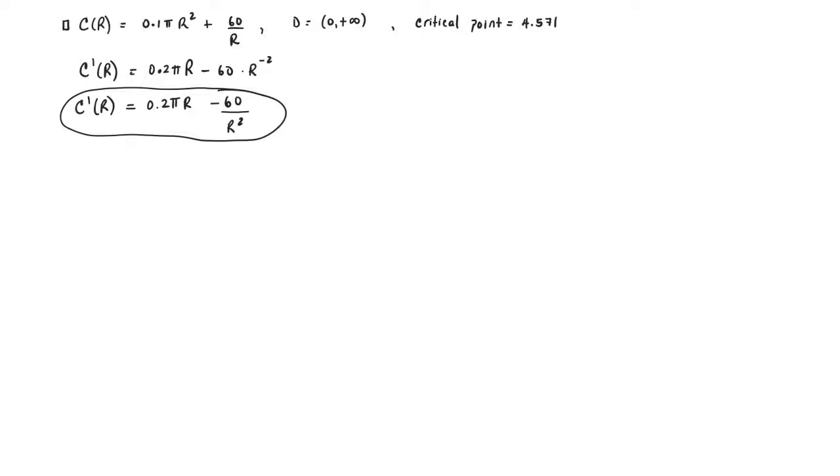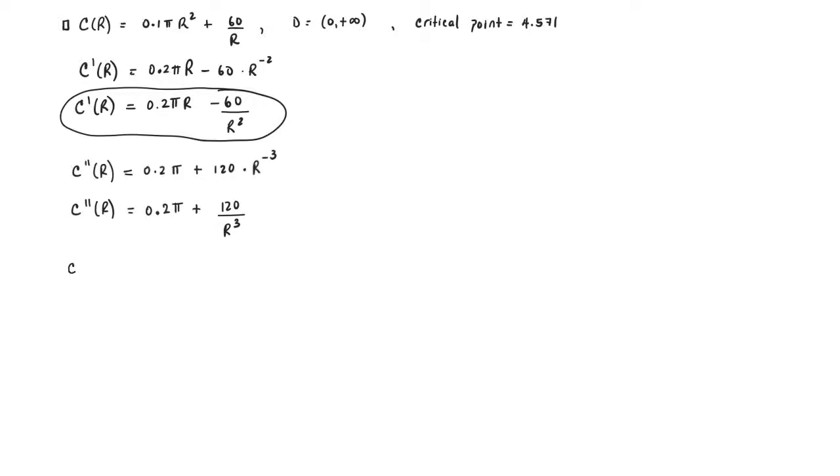If we want to use the second derivative to arrive at the same conclusion that at the critical point we have an absolute minimum, what we are going to do is to find the second derivative. So the second derivative will be equal to 0.2 pi plus 120 times r to the negative 3. Turning now the negative exponent positive, the second derivative of c is going to be equal to 0.2 pi plus 120 divided by r to the third. So according to the second derivative test, we're going to now take the critical point, this value right here, 4.571, and we're going to substitute it in the second derivative, and we're going to look at the sign.